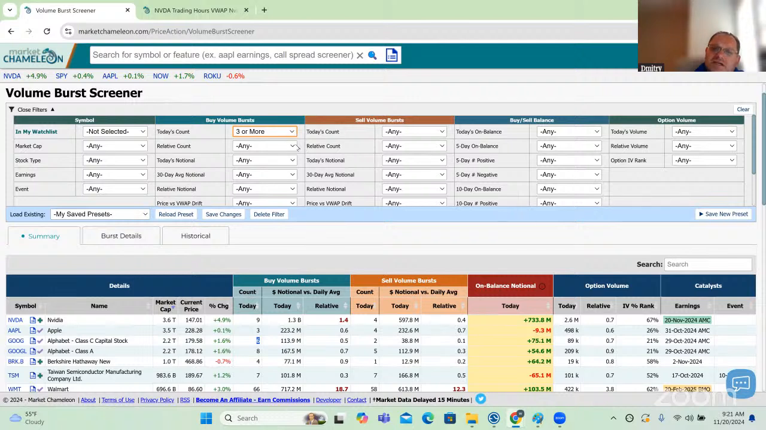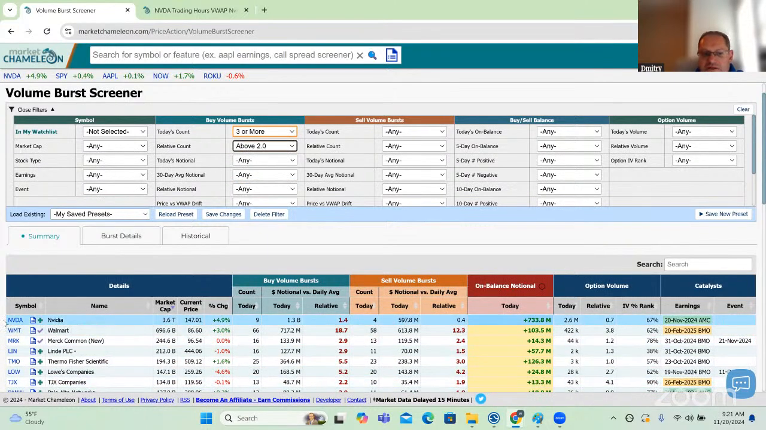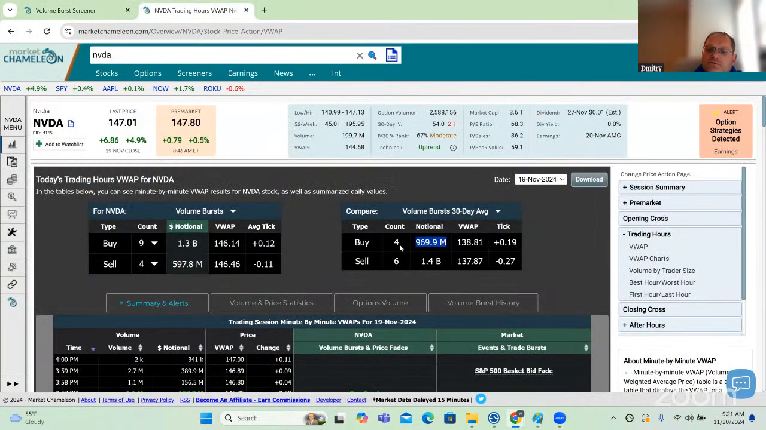So let's say that it's 2 times more than usual. So over here now in NVIDIA, there are 9 total buy bursts, and that's twice as much as we usually get. Let's just make sure. So you can see on average you get 4, today 9, so that's 2 times the average. Okay.